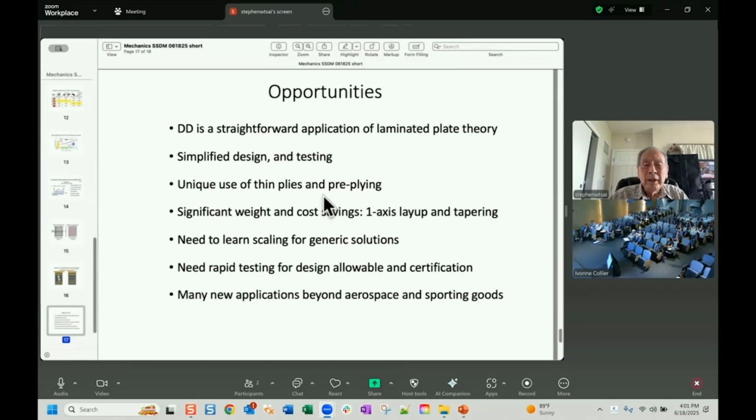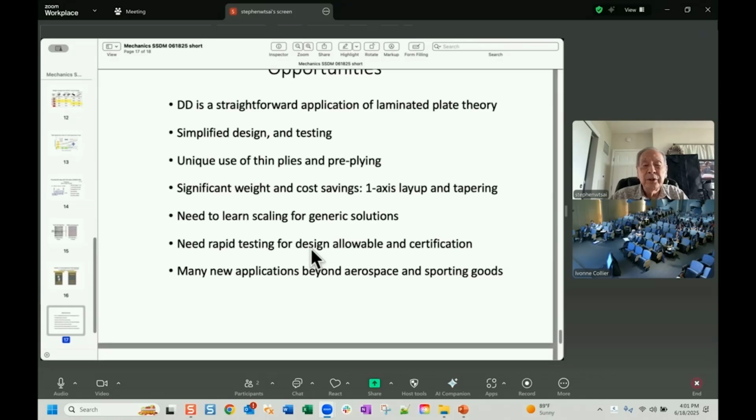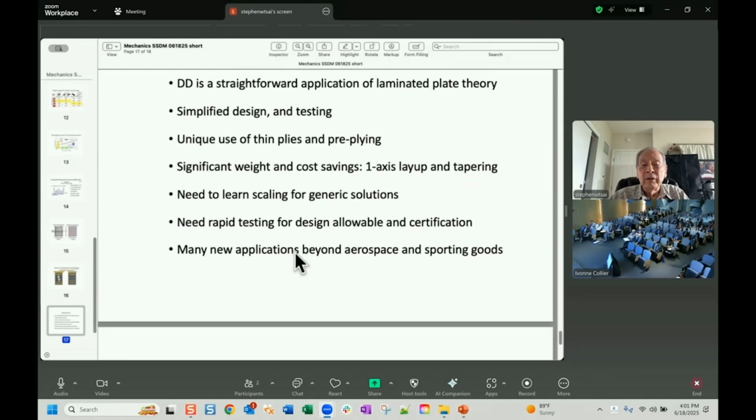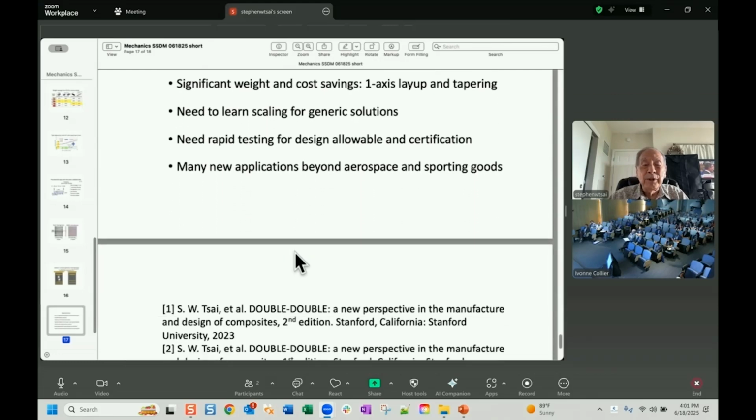And then you can use thin plies and pre-plying, which we have shown, and you have significant savings of weight. You have one axis layup, you can do tapering, and we can learn how to scale. That solution is a generic solution, so you can scale if you change materials and/or laminate. And we believe we can do design level much faster and simpler than what it is. Also, we have found many applications far beyond aerospace and sporting goods.